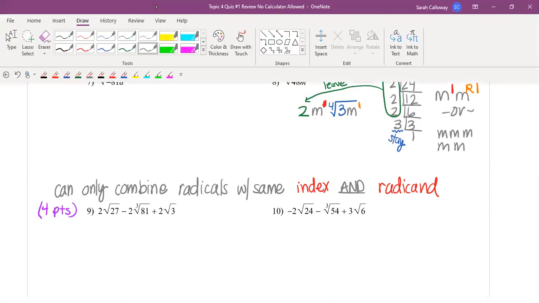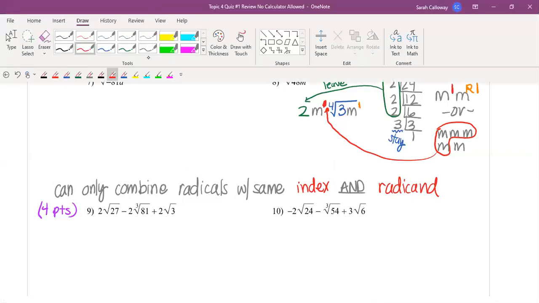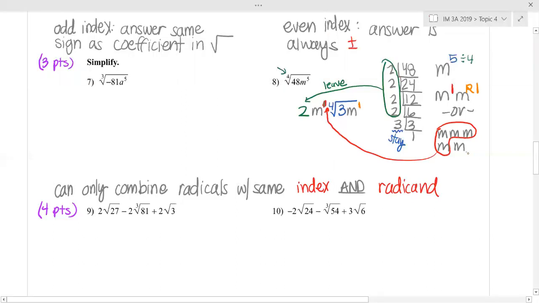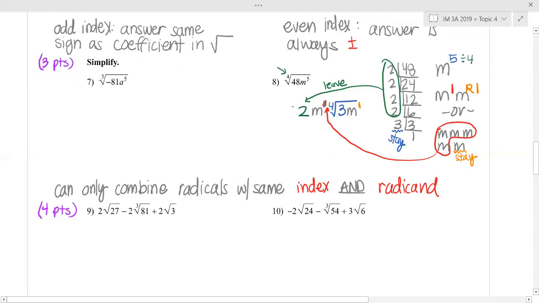So if I have 5 m's, I can circle one group, and so that one group can leave, and then I had 1 left, and so that 1 m has to stay. Okay. So either way I think about it, that means that our answer is going to be plus or minus, because this is an even index. So plus or minus 2m times the 4th root of 3m.